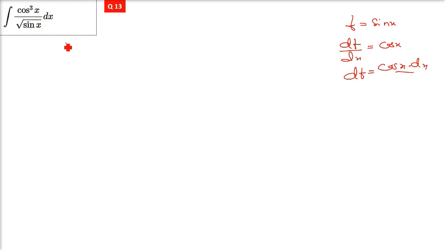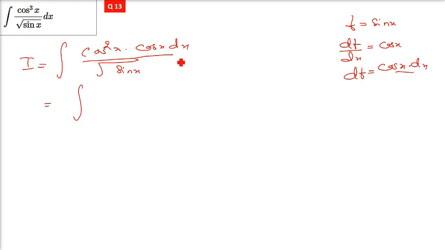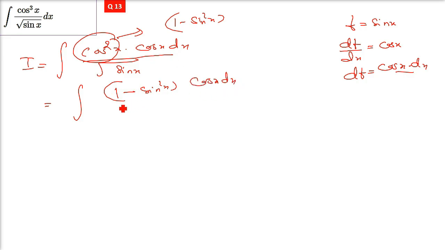So this will become integration of cos square x. I am writing cos cube x as cos square x into cos x dx. The denominator here, under root, you can write it as under root t, or under root sin x. Why I have written it like this is that cos x dx is already with us, it is already dt. Cos square x can be written as 1 minus sin square x, because we have taken t as sin x. So 1 minus sin square x will form as 1 minus t square. Cos x dx can be written as dt. Under root sin x can be written as under root t.